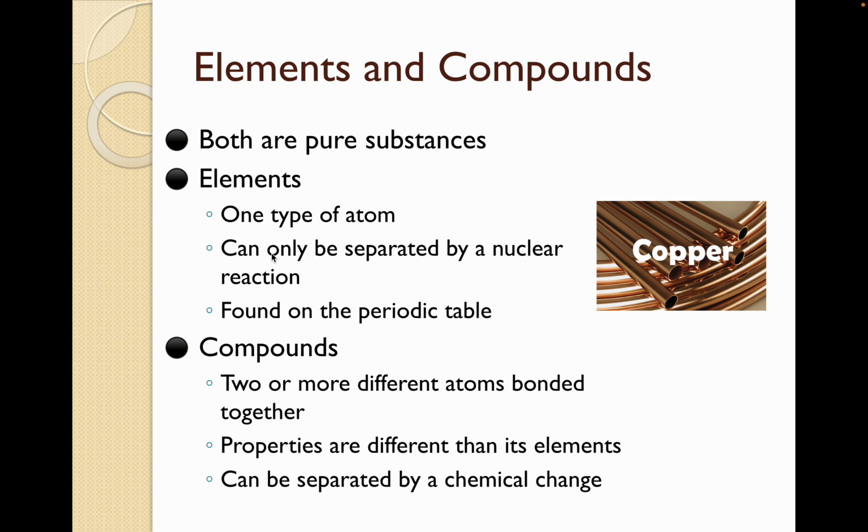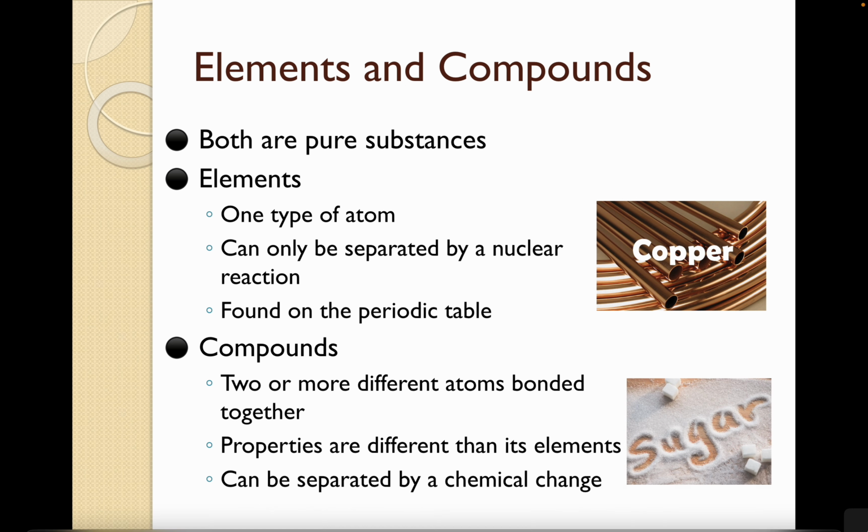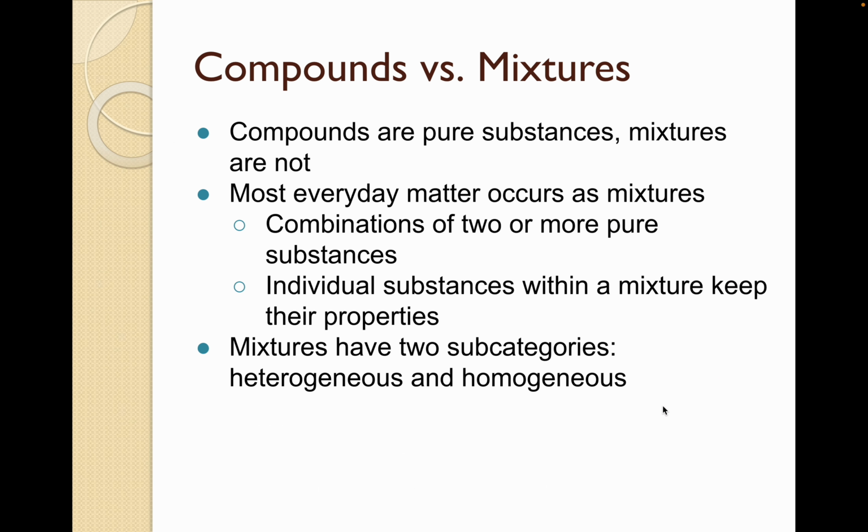So copper is an example of an element, and sugar would be an example of a compound because you need different elements to make the sugar, whereas copper is just one element, a pure thing in itself. Both are pure, though, of course.